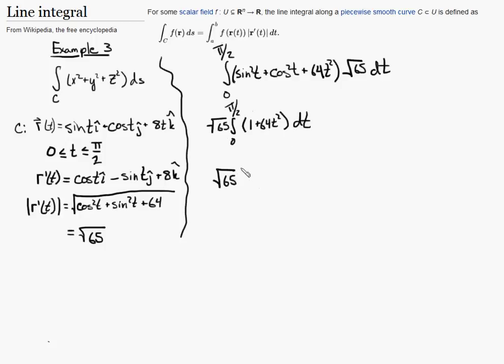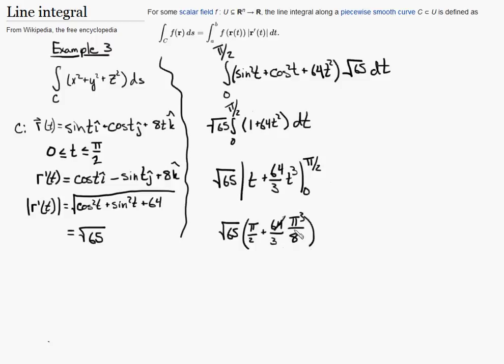Alright, so we leave the square root of 65. We're going to integrate this, so t plus 64 over 3 t cubed, evaluated from 0 to pi over 2. That's not too hard. We just plug it in and the 0 part's going to go away. So we have pi over 2 plus 64 over 3 times, and we have the 8 on the bottom, and up top we have pi cubed.